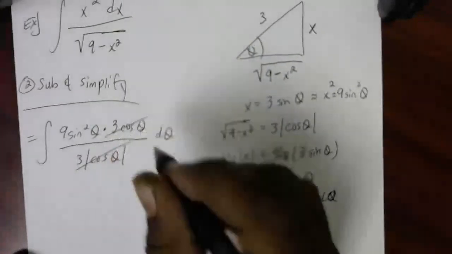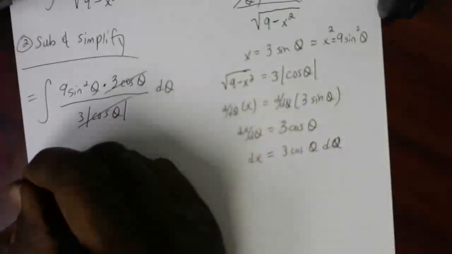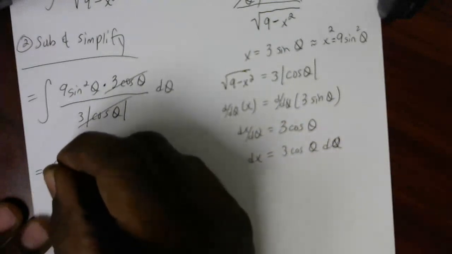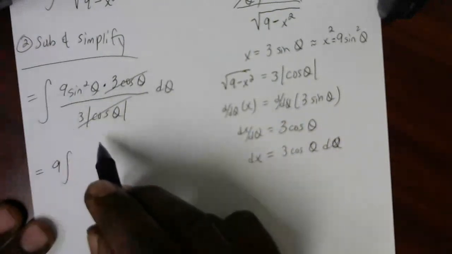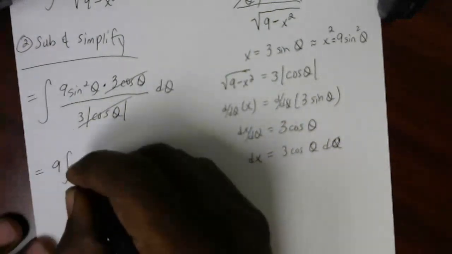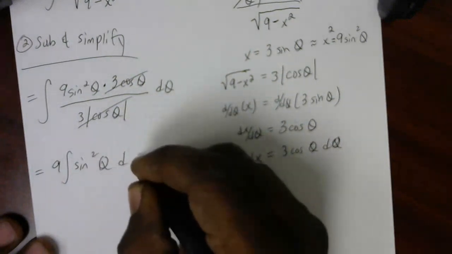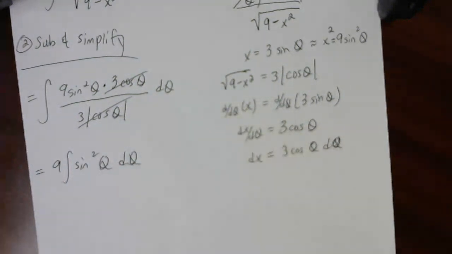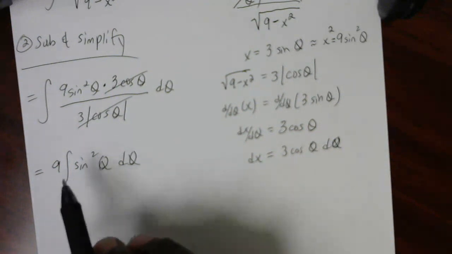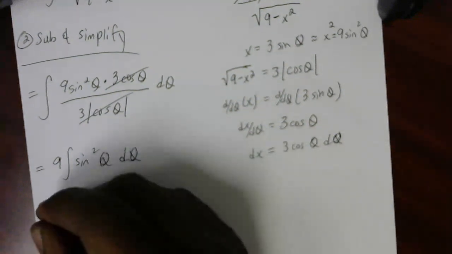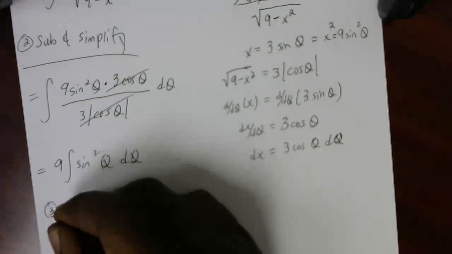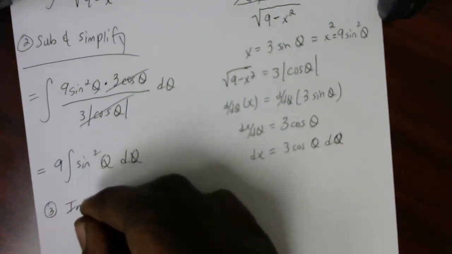So now if we simplify, I'm going to pull a 9 in front of the integral operator. We have 9 times the sine squared of theta d theta. All right, so now we're going to integrate. This is our third step, which is to integrate.